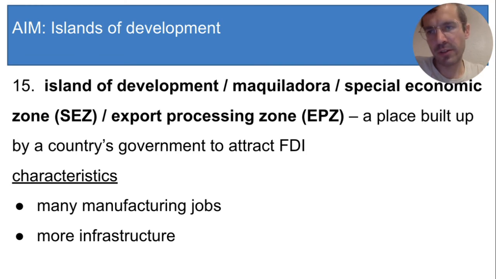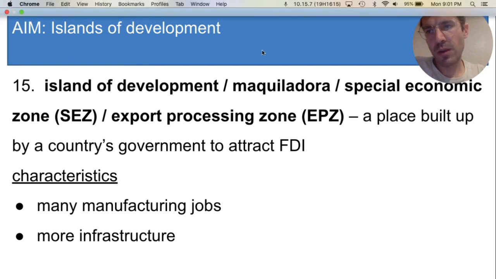That's why these areas are called islands. They are zones of development surrounded by mostly undeveloped land. The point of this development is to attract companies who want good infrastructure in order to make and ship their products easily.